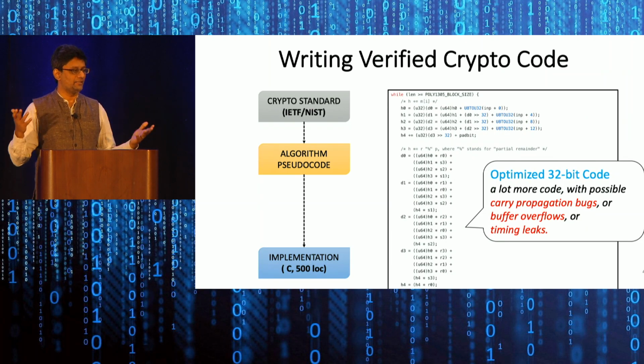So if you wrote it by hand, it would be about 500 lines where each number is broken into 5 U32s and so on. And it gets a bit more complex, and you're worried about carry propagation bugs and these kinds of things as well. So that's the setting in which we are.